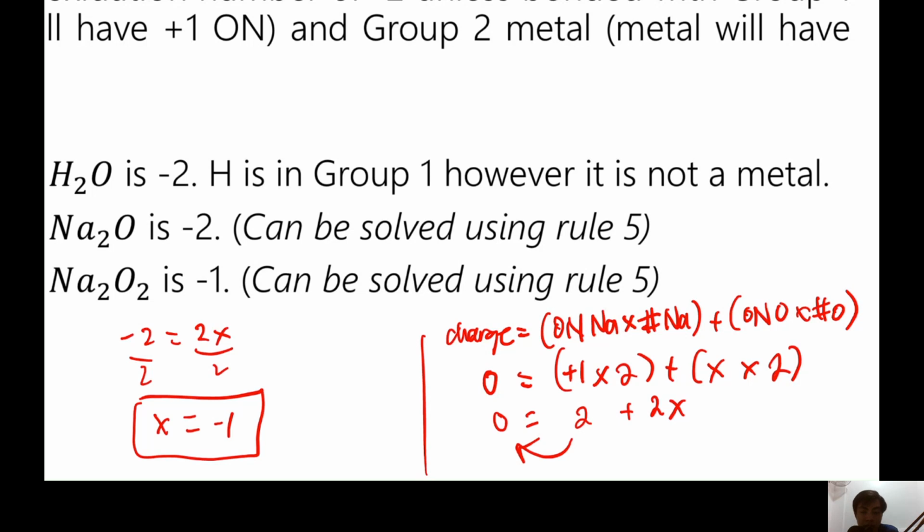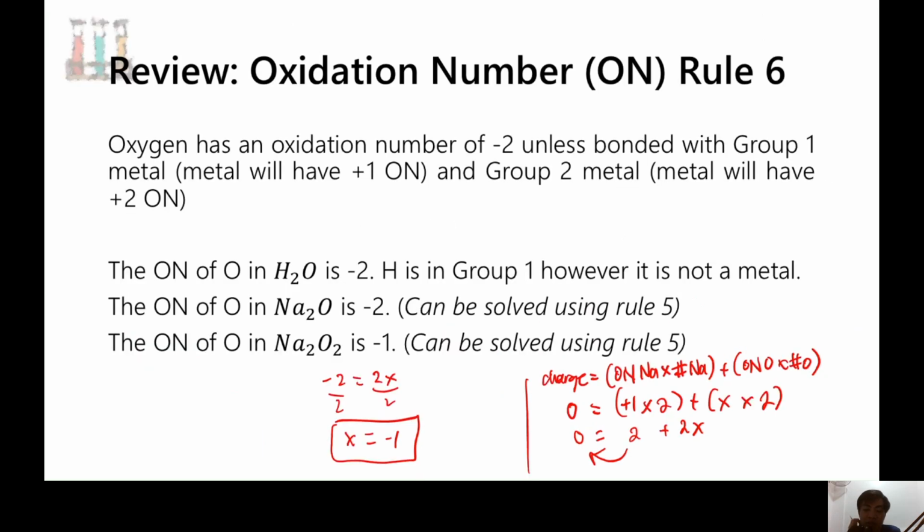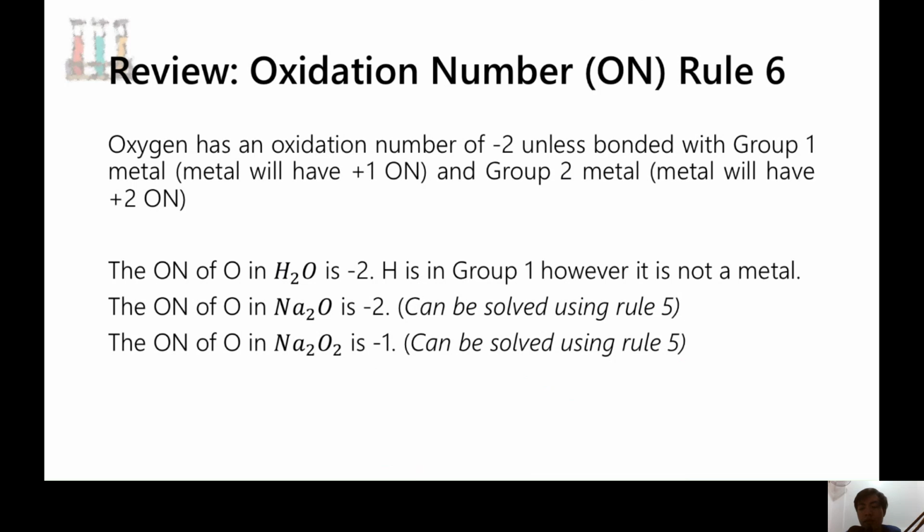So as you can see, the oxidation number of oxygen may vary, no? If it is paired with group 1 and group 2 elements, no? So pwede magbago yung kanyang oxidation number. Okay? So only if it is paired with group 1 and group 2. So yun lang. So those are the basic rules, no?